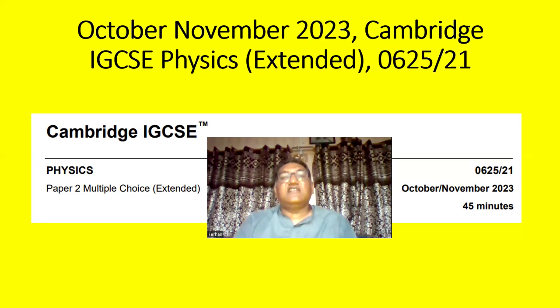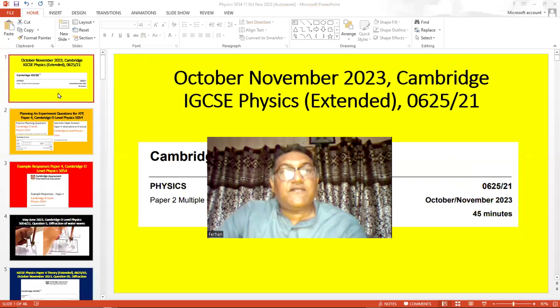So let's start. The paper we have selected is the October-November 2023 2-1 paper. This paper 2 belongs to zone 1. In this video, I'm going to present you the solution of this paper to the best of my knowledge and abilities. So let's start today's paper. So here we go.